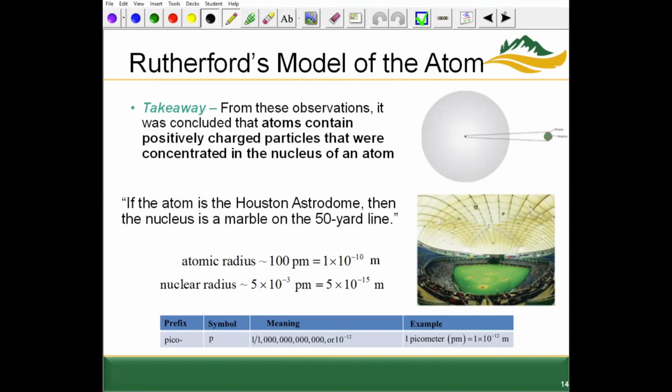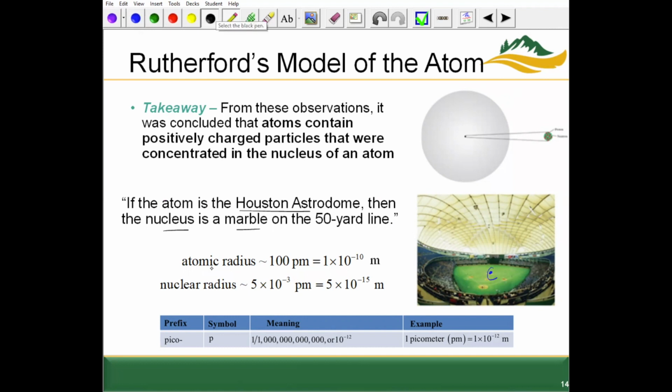Another fun way to think about this is if the atom is the Houston Astrodome, then the nucleus is just one marble at the 50-yard line. Looks like there's baseball set up in this image, but you could imagine this could also be set up like a football field. And so the nucleus would literally be one marble in the entire Houston Astrodome, where the little marble is the nucleus, and then the entire atom is the Astrodome.